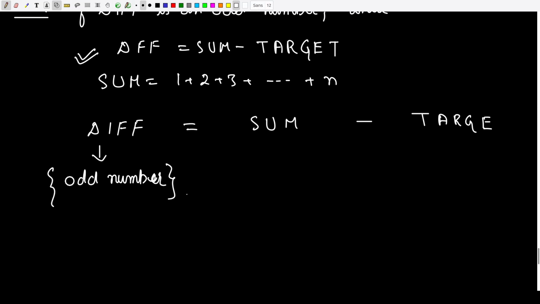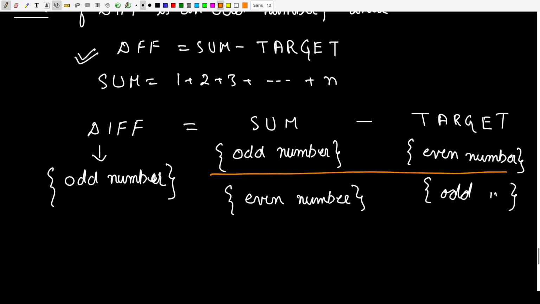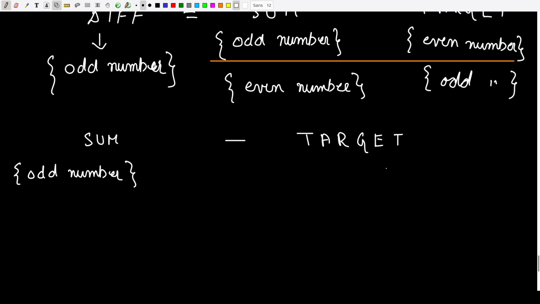So how do we get an odd number? Well, an odd number can be obtained if sum is an odd number and target is an even number. Or it can be obtained if sum is an even number and target is an odd number. So let us first discuss the case where sum is an odd number and target is an even number. So let us do that. Over here we wanted to compute sum minus target, and we know sum is an odd number, and we know that this target is an even number.